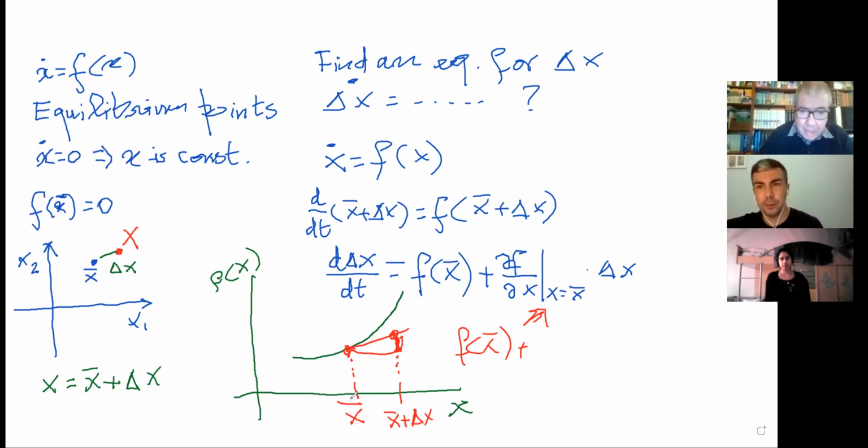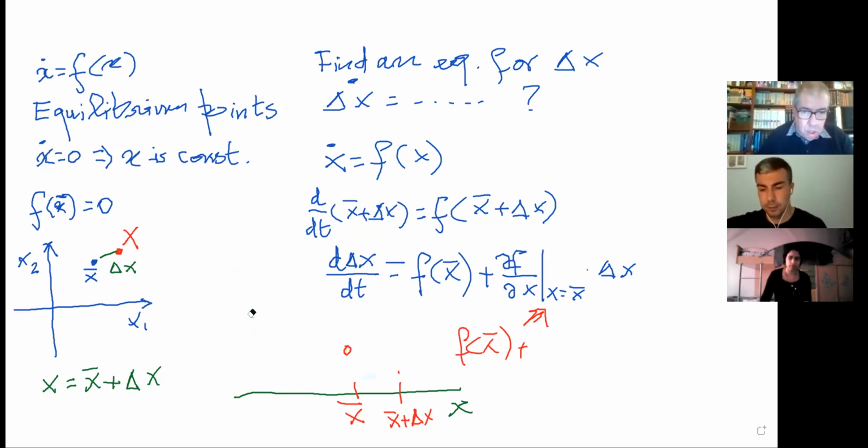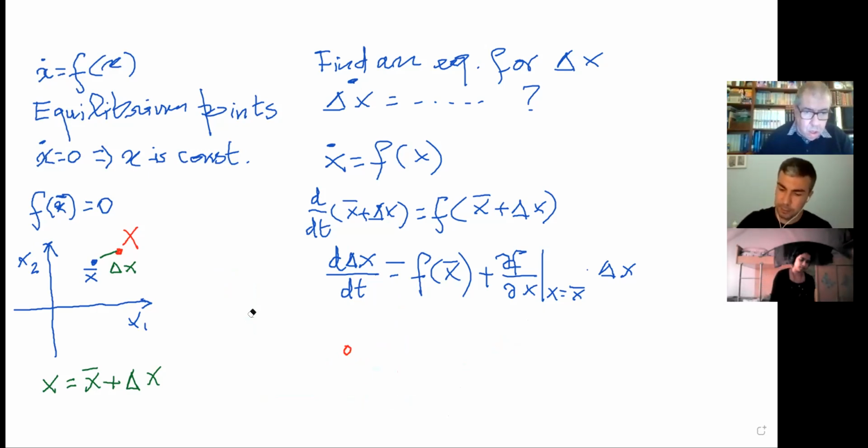Max, you understand why this is x equal to x bar times delta x and not the opposite? So on the left we have the derivative of delta x. On the right we have the first order expansion.